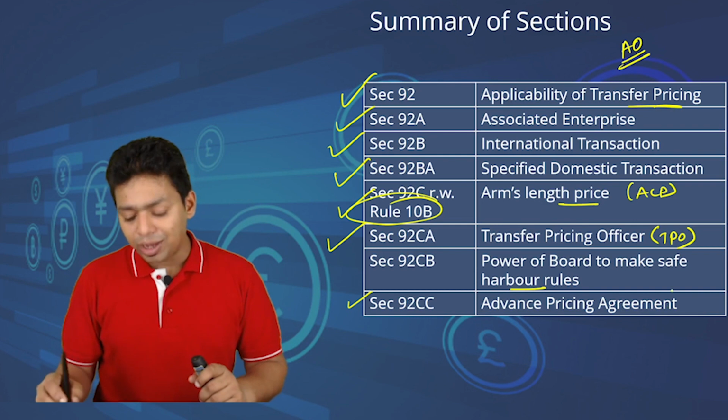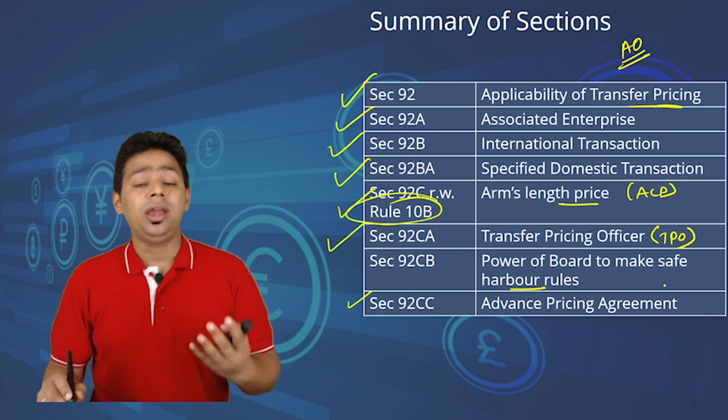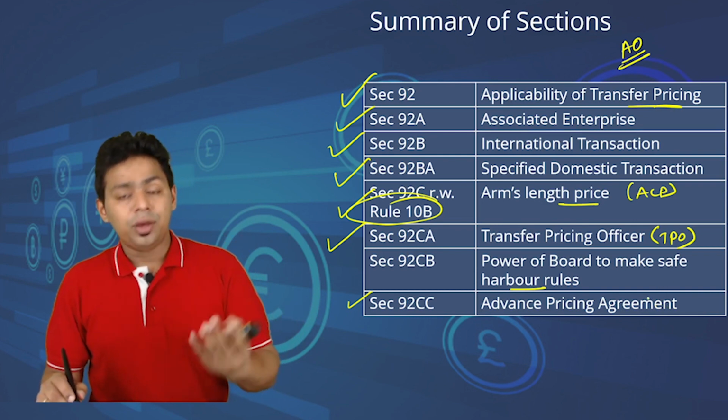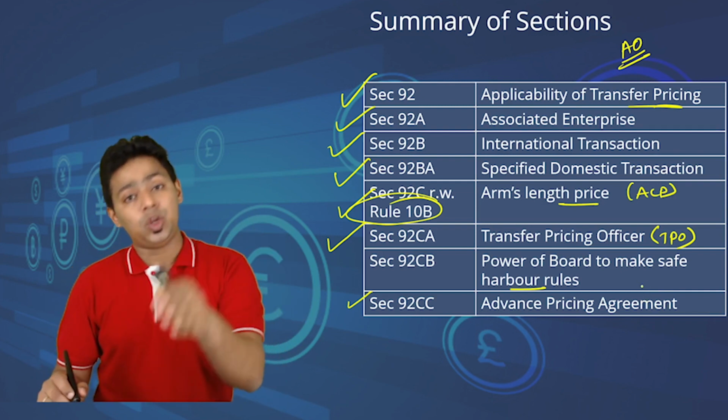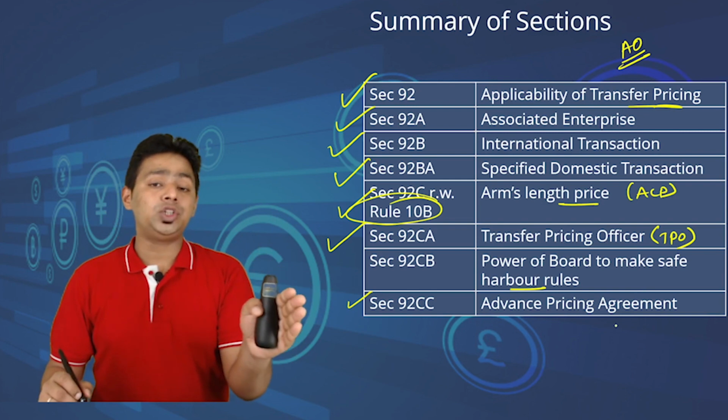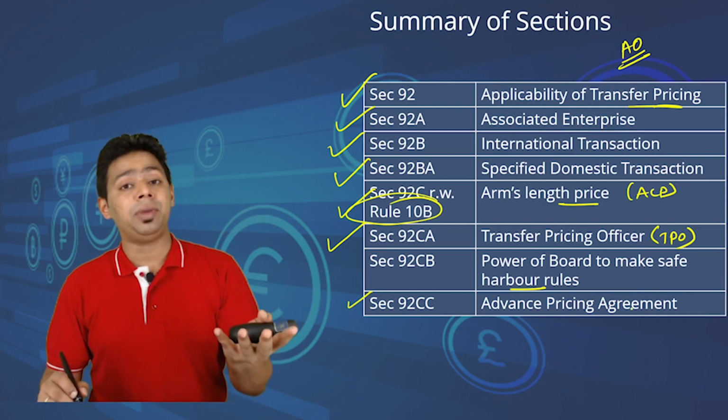92CC, advanced pricing agreement. We say prevention is better than cure. Once you have done the transaction, there may be a dispute between the government of India and your entity, and then a lot of issues may happen, a lot of penalties may be imposed.